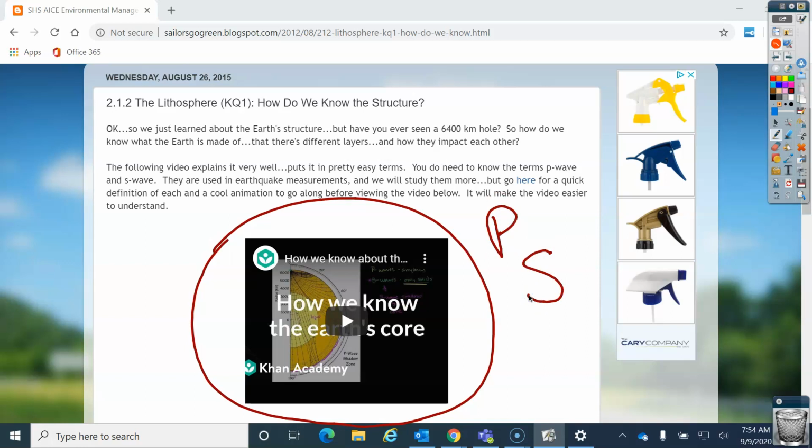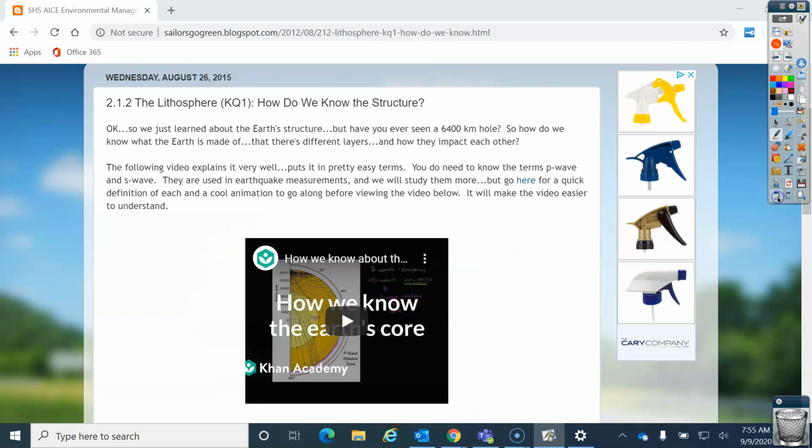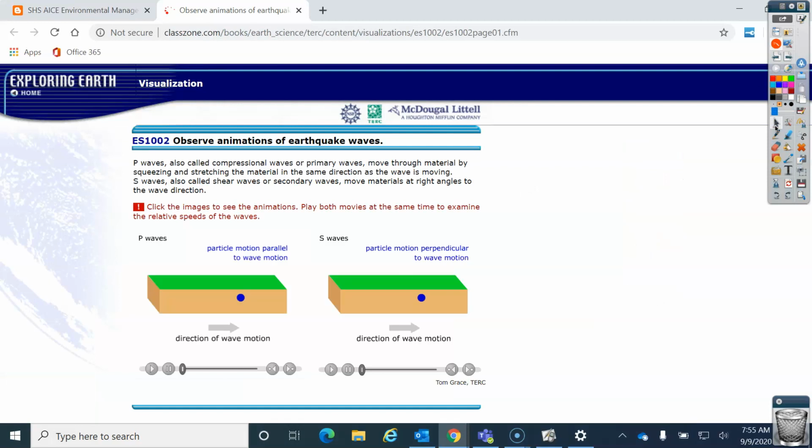You will go and look at those in that video and see how they determine the structure of the Earth. But one thing I do want to go over real quick is this link right here about what P and S waves are. You can see right here, this is a cool animation that you can play around with. You can see a P wave. It's what we call a compression wave.